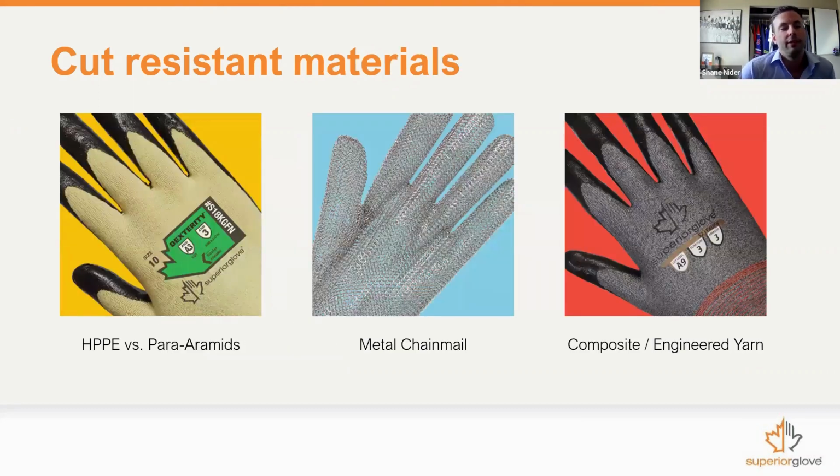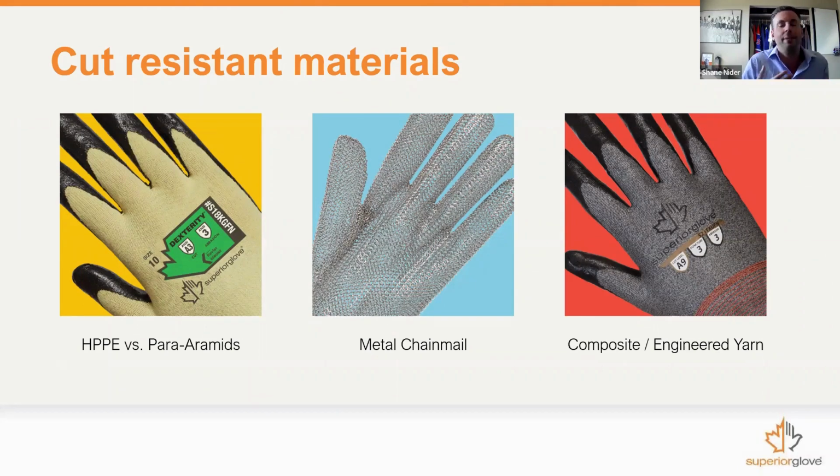And so when we look at some of the cut resistant materials, and again, when you're working in your environment, doing your hazard assessments, materials are important. There's many ways to achieve cut resistance. And commonly now with your general purpose string knit palm coated gloves, we're using high performance polyethylene, so an HPPE yarn, or a para-aramid. Probably one of the most common para-aramid trade names would be Kevlar.